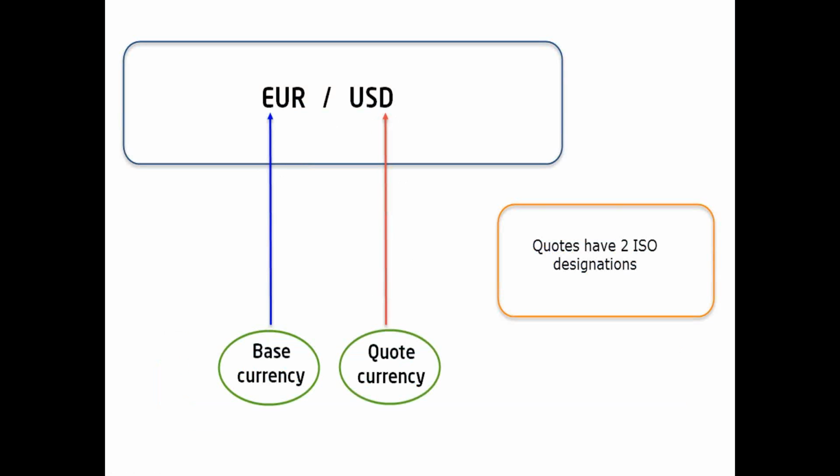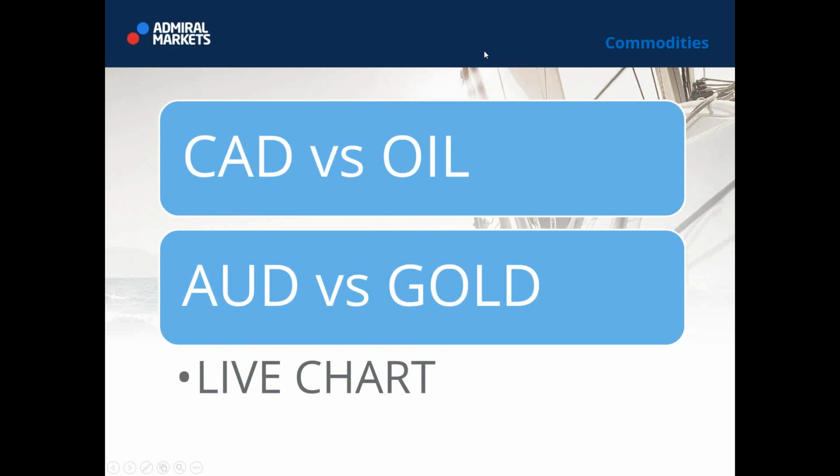Now, all dollar pairs are very, very correlated to the dollar index, guys. Okay, so if you watch the dollar index, then you will probably observe what other dollar pairs do. Sometimes you will see that the dollar is base currency and the opposite currency, like Swissy, is quote currency. Okay, and quotes always have two ISO designations. So remember that.